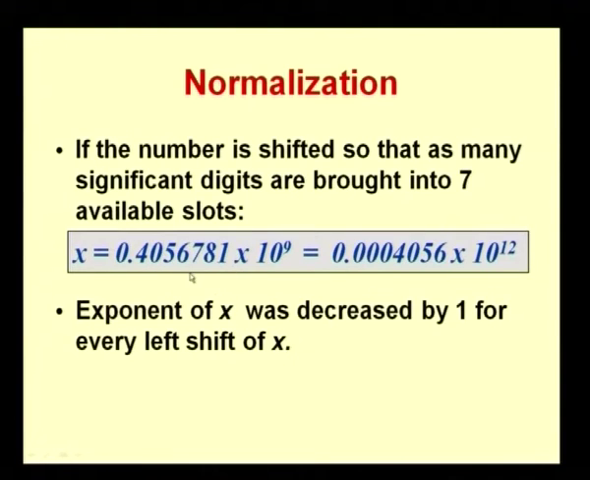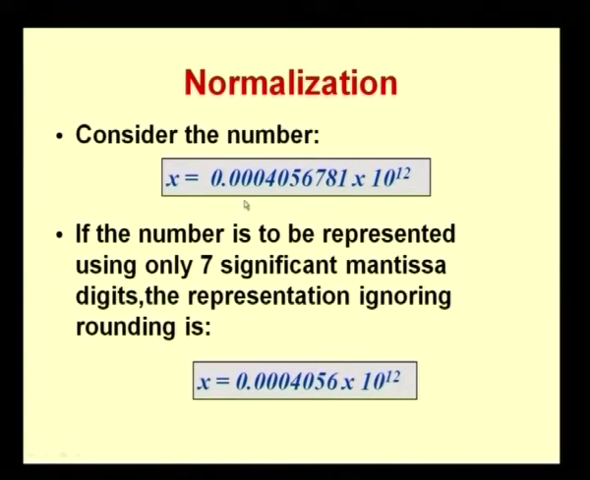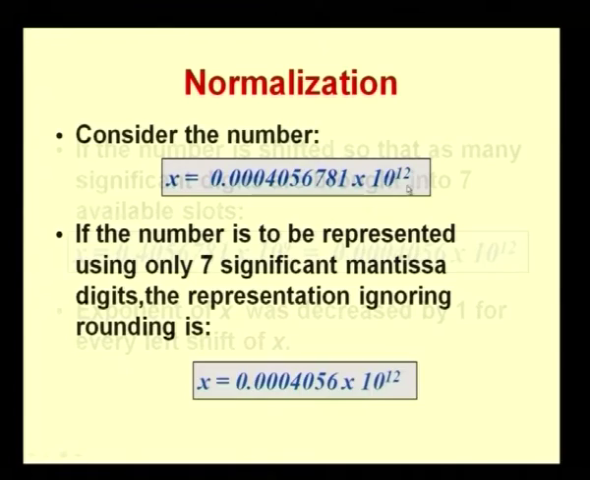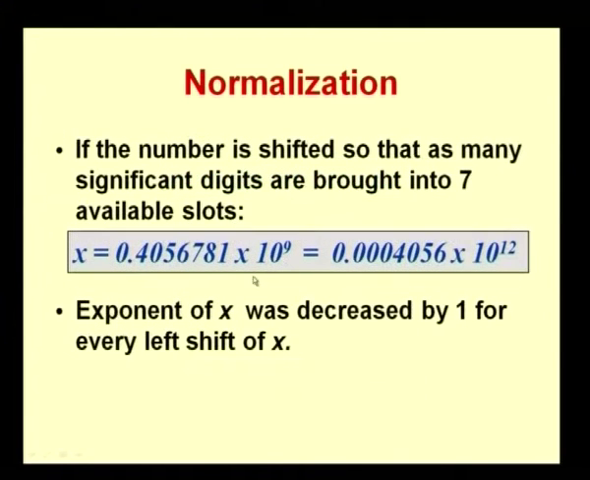So, what do we do here? Remember 0.04 into 10 to the power of 12: if I write it as 0.4, I can write it as 0.4 into 10 to the power of 11. It would be the same thing. That is what we are doing here. Now we have 3 positions, so 0.004 into 10 to the power of 12 will become 0.4 into 10 to the power of 9. That is what we are doing here.